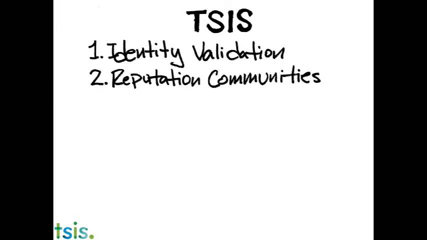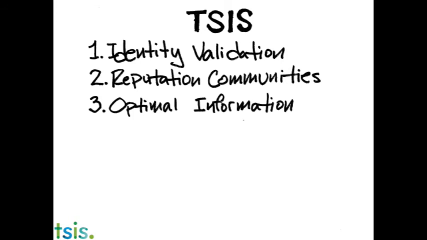Here's a list in order of dependencies. First, identity validation, so we know who people really are and who says what in the system. Second, reputation communities, so we know who has a good reputation and who has something to hide. Third, optimal information sharing, so that we get the best information and the least disinformation, optimized for us rather than for big media owners or anyone else.